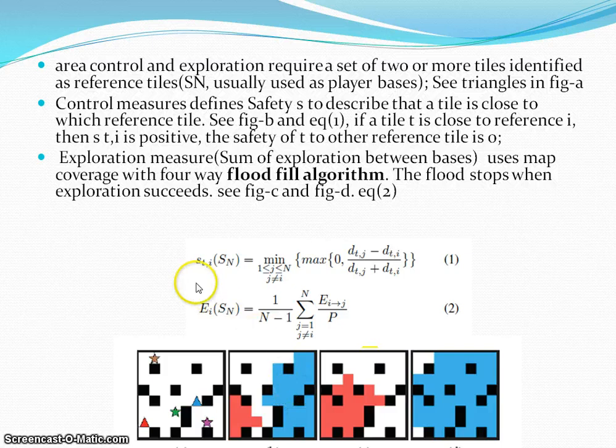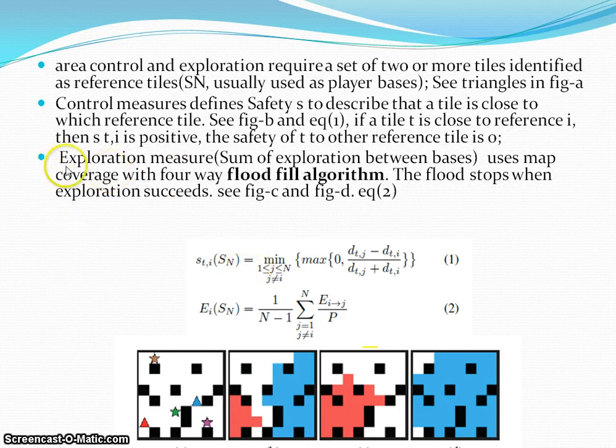And we can see the equation. The first equation is the calculation details of the safety from any tile T to a base I. And from the equation, we can see that from any T to the closest I, the safety is positive. Otherwise, it will be 0.